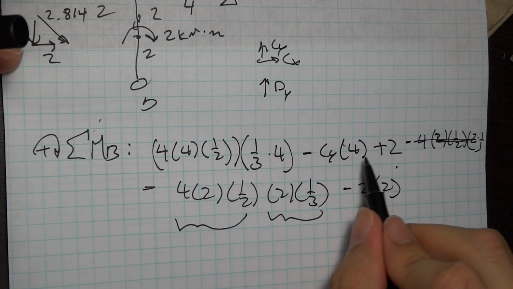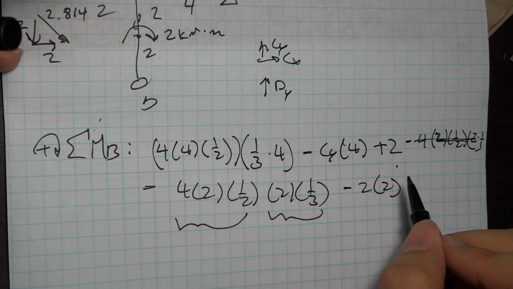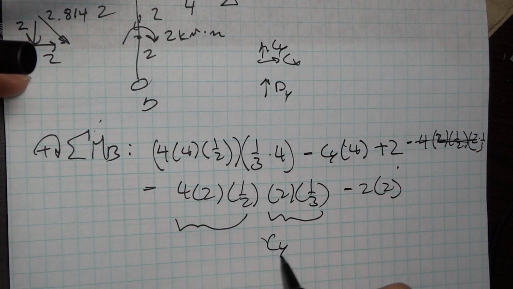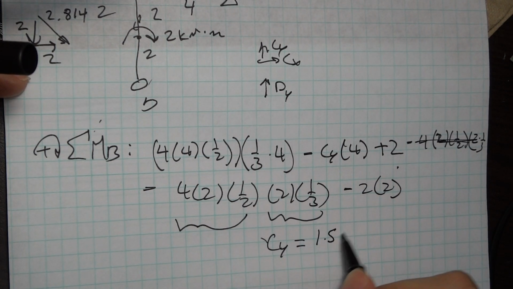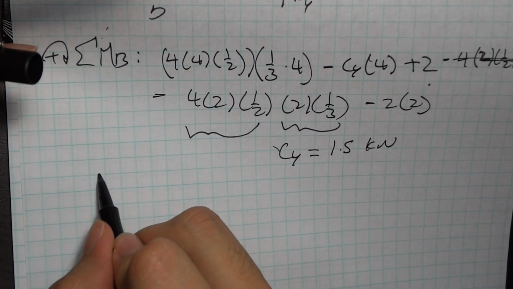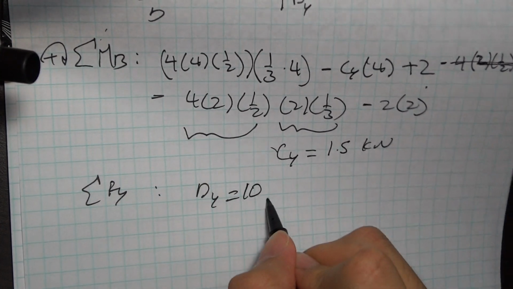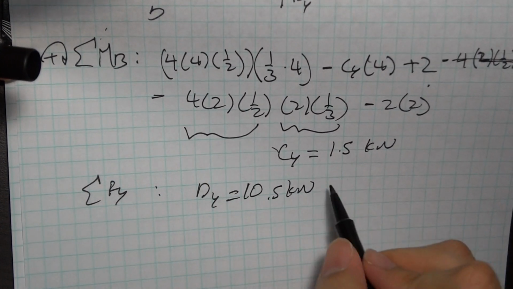Now if you do all of this, I'm not going to do the math for you, I'm just going to give you the final result. This becomes Cy equals 1.5 kilonewtons. Now remember what I said earlier, you can just use sum of forces Fy, you get Dy equals 10.5 kilonewtons.